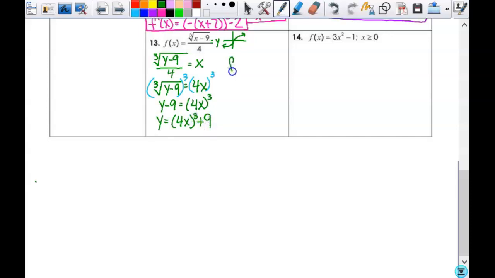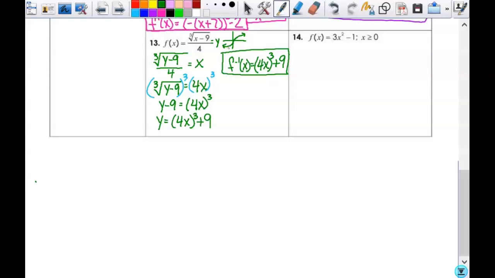That means my inverse function is equal to 4x cubed plus 9. Then I have to look at domain restrictions, right? So do I have any? Well, this domain is all real numbers, and the range is all real numbers. So when the domain and range switch, I get all real numbers. There are no domain restrictions. Okay. All right, so now let's look at 14.